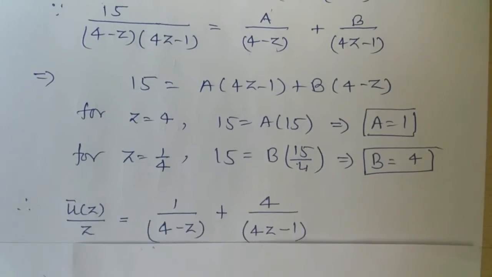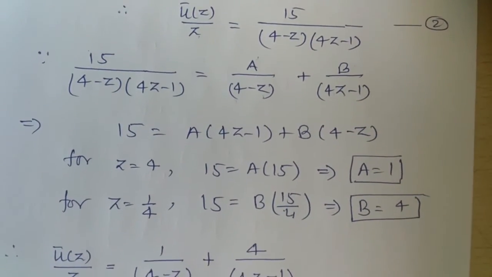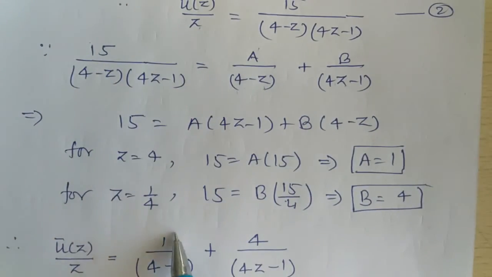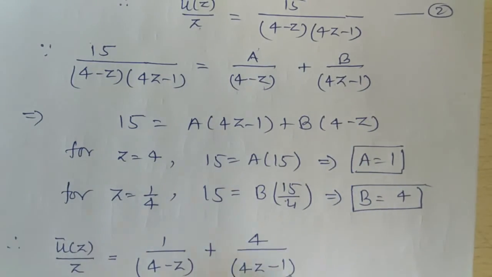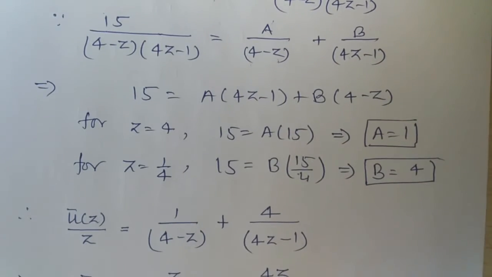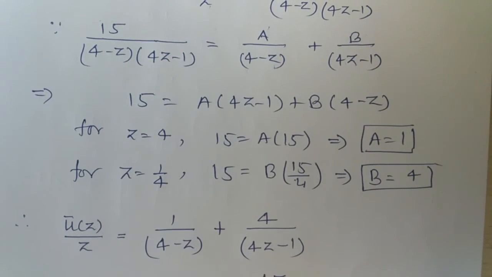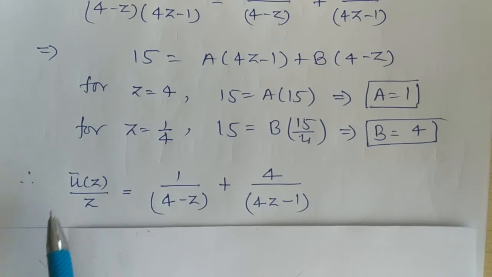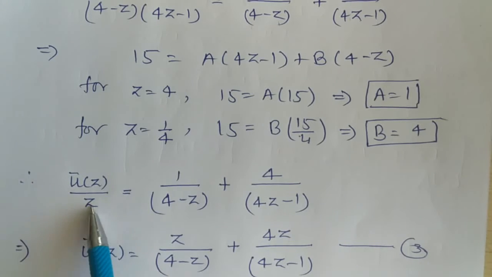Therefore we write u bar z upon z is equal to, a is 1, so 1 upon 4 minus z, plus b is 4, so 4 upon 4z minus 1. So we complete the partial fraction of the given u bar. Now u bar z is what? We get u bar z is z upon 4 minus z plus 4z upon 4z minus 1. So we complete the partial fraction of u bar z.